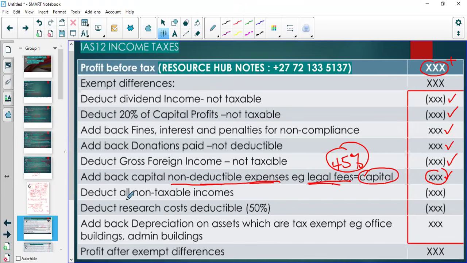Then by generalization, again, we need to deduct all non-taxable incomes. Whatever we are told, this income was received from government or from wherever, it's not taxable. We need to remove it from the profit before tax. Don't worry about the research costs. Should you worry about them? Don't.